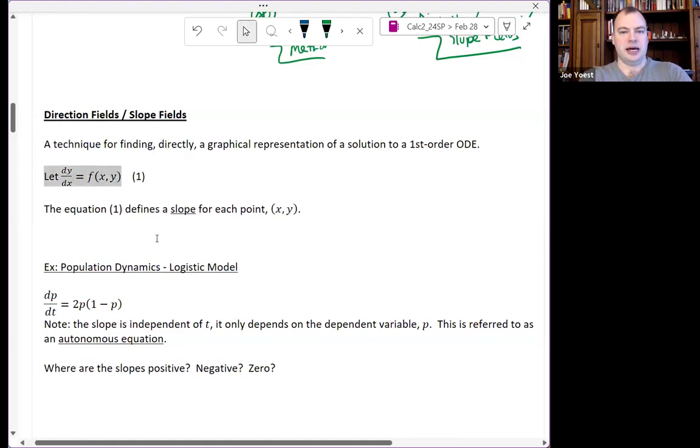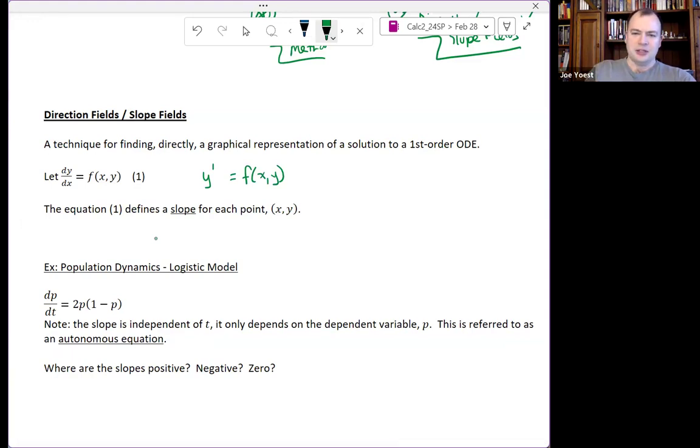We're going to suppose that we have the differential equation written as dy dx equals f of x, y, or y prime equals f of x, y. Now this has an algebraic interpretation that the derivative of the function I'm looking for is equal to some other relationship between x and y. But this also has a direct graphical meaning.